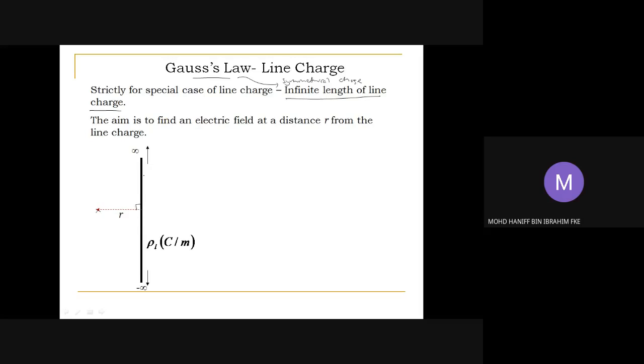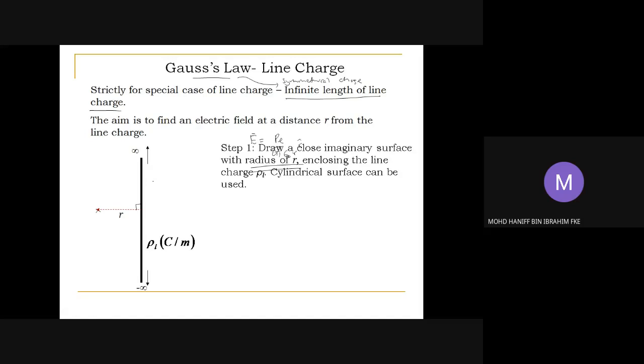Yeah, right. So we have learned previously in Coulomb's law that the E field for the case of infinite length of line charge will be rho L over 2 pi epsilon r, in the direction of r. Okay, so this is the equation that we have seen before. So we're going to prove that by applying the Gauss law, we can obtain a similar equation. Okay, so for that, let us proceed with the Gauss law now. So there are 3 steps that need to be taken. The first step is this one.